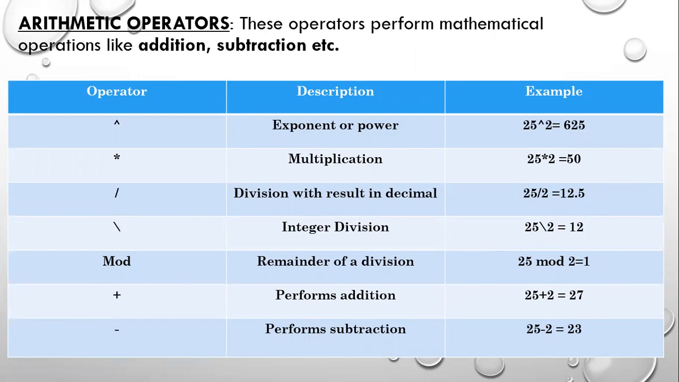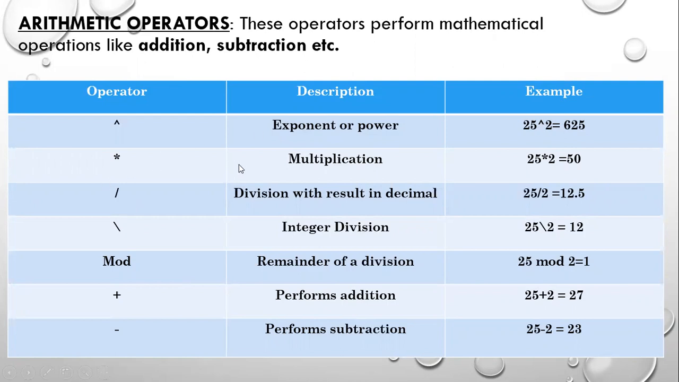Let us look at each one by one. First one is the exponent or the power. It's also known as raised to when you write something in mathematics. That's 25 raised to 2, which simply means 25 into 25, that's 625. So this exponent or power will help you multiply the number that you've given those many times.